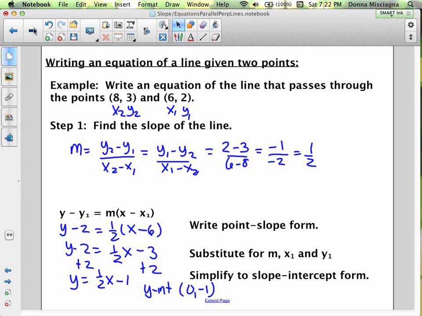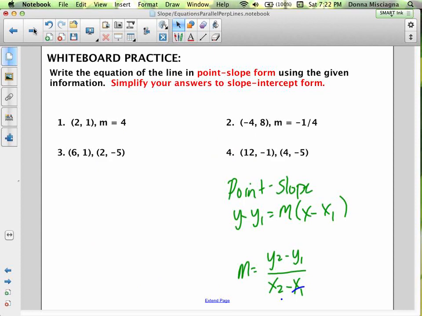I have some for you to do. Probably going to come up in a second. There we are. You're just going to be writing these in point-slope form, and you're going to simplify to slope-intercept form. Make sure I see that point-slope form. And on this one, you'll have to find the slope as well. I don't know why there's a random blue line here. It has nothing to do with anything.